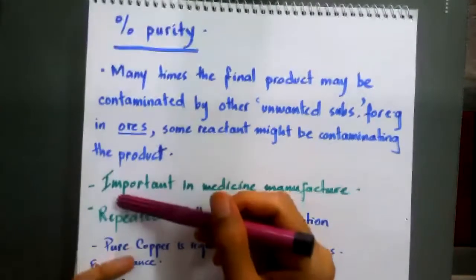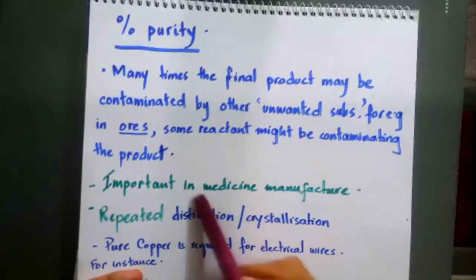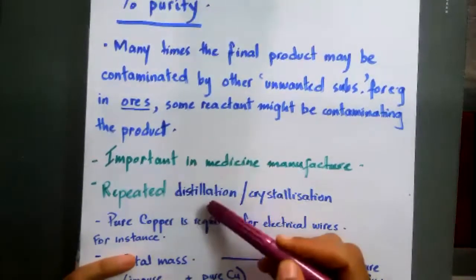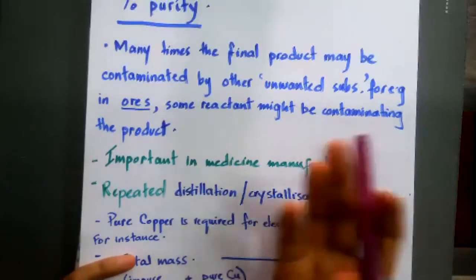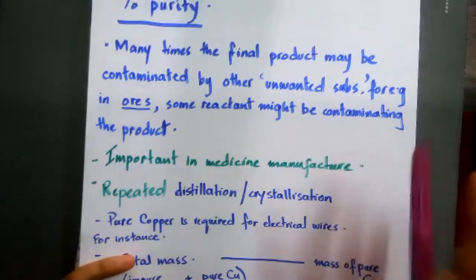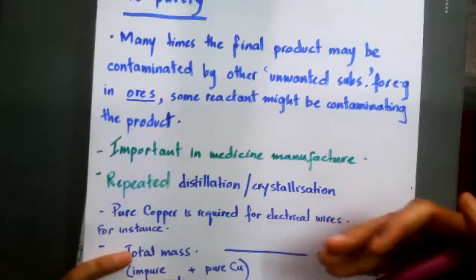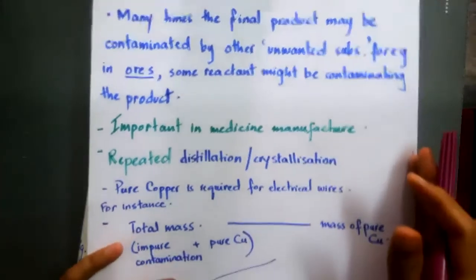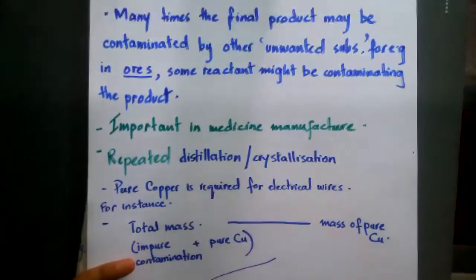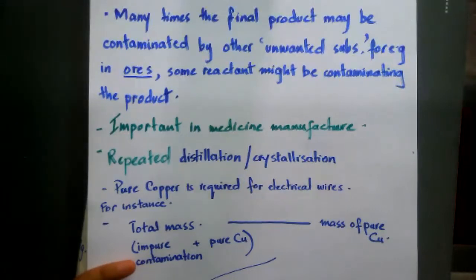This is extremely important in medicine because we want the medicines to be highly pure. So how do we purify them? By repeated distillation, meaning trying to evaporate off the impurities so that we have the pure things left behind, and then crystallizing them.